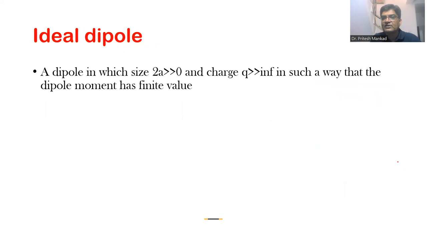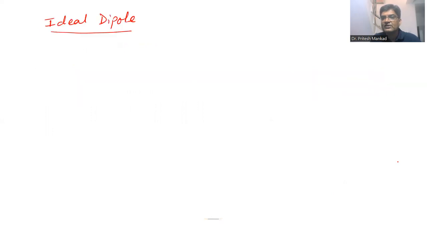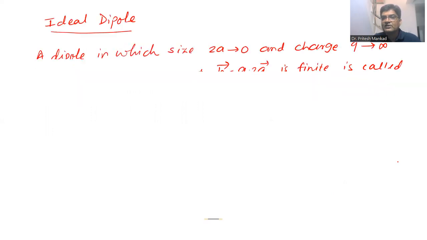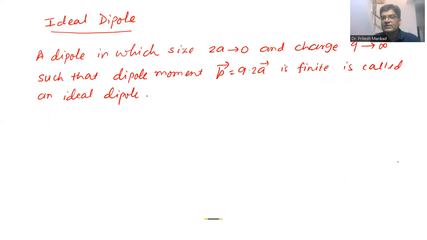Now there is a concept known as the ideal dipole. We know that the dipole moment is the product q into 2a. If the distance is very, very small, that means 2a tends to 0, and the charge q tends to infinity, such that the product q into 2a is finite, then such a dipole is called an ideal dipole. So we have to take home that an ideal dipole is a very huge charge with a very, very small distance between two equal and opposite charges.